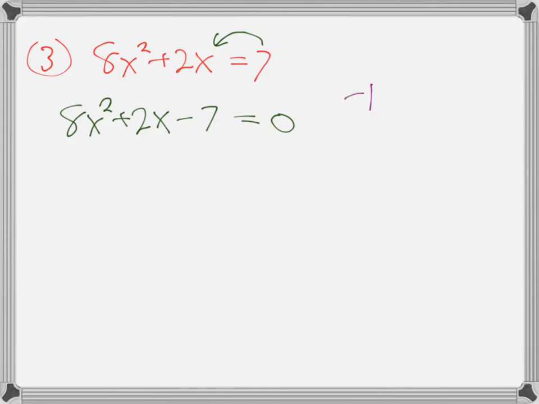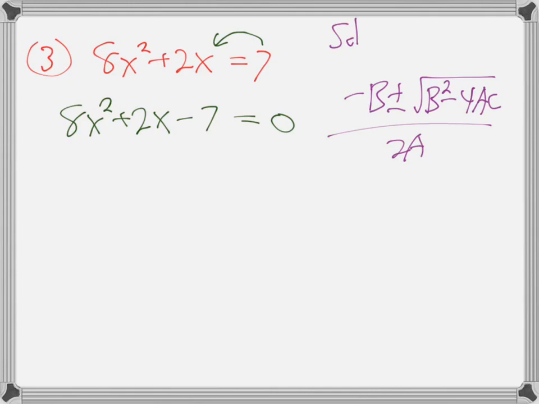So I'm going to use the negative b plus or minus the square root of b squared minus 4ac all over 2a. This will solve any x squared. So this is for solving any x squared. You really don't even have to factor if you don't want to, but usually factoring is easier if you can do a quick factoring like we did in the last 2 problems.